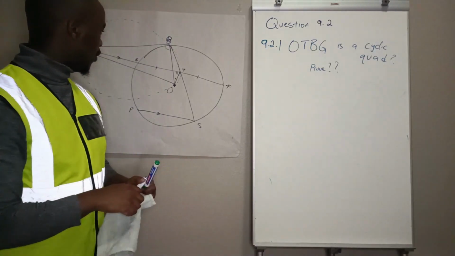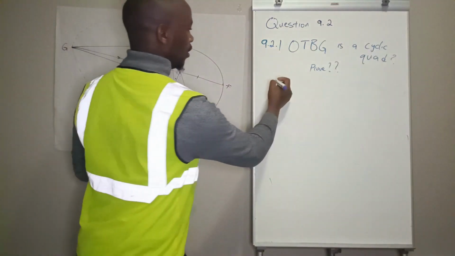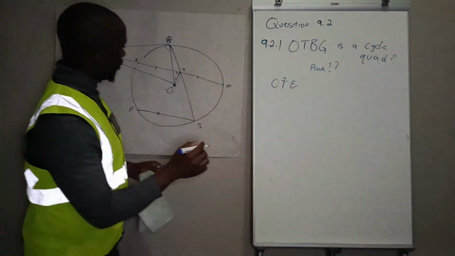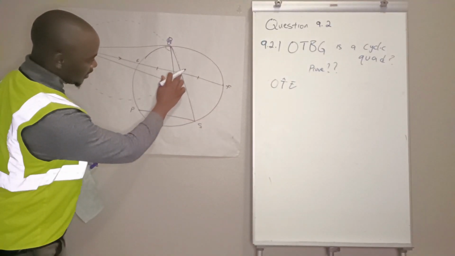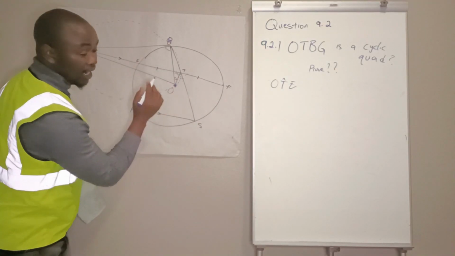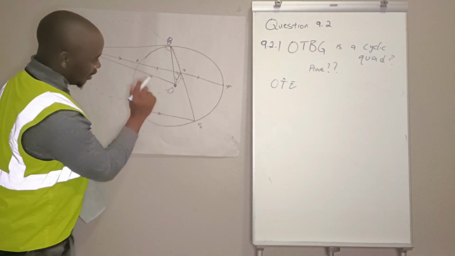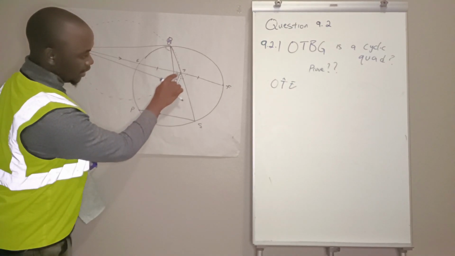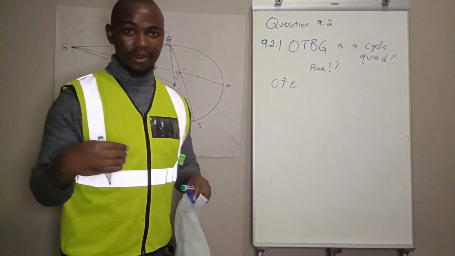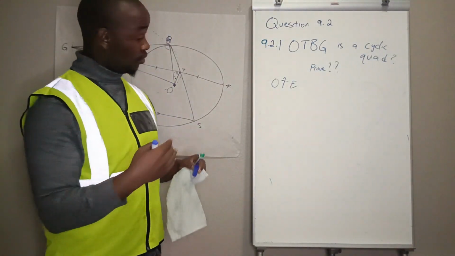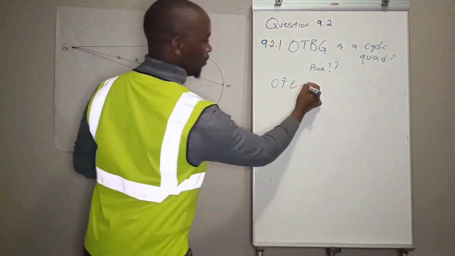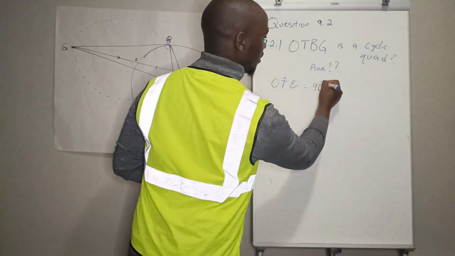And definitely now we can prove that. So OT bisects EF. So it means this angle and this angle are equal to 90 degrees. So how do we name this angle here? So it's OTE. You can go back to my previous videos about this convention of naming angles. So OTE is equal to 90 degrees.